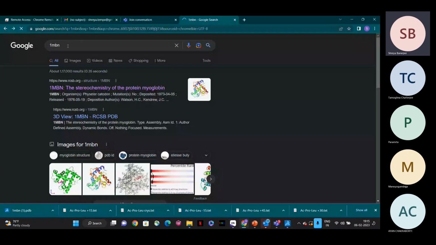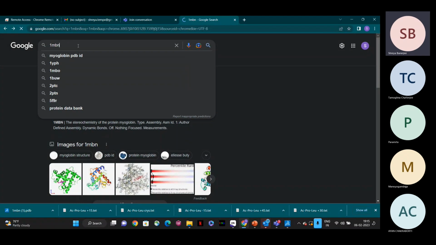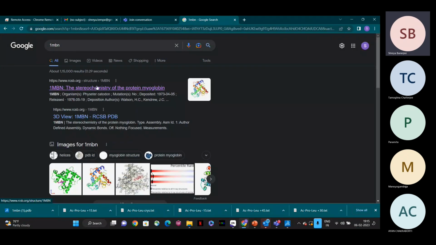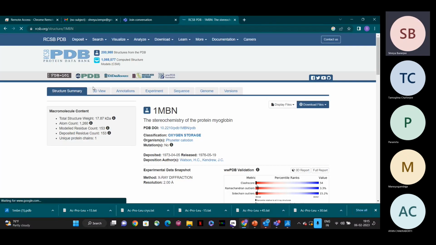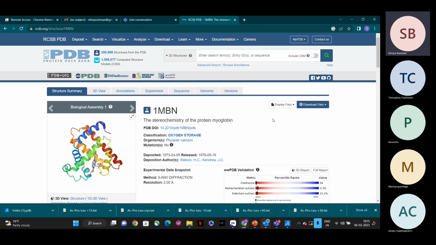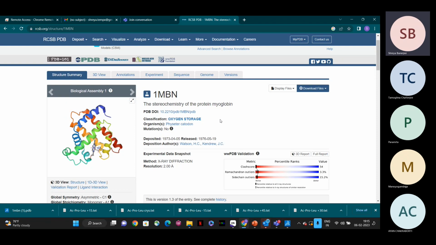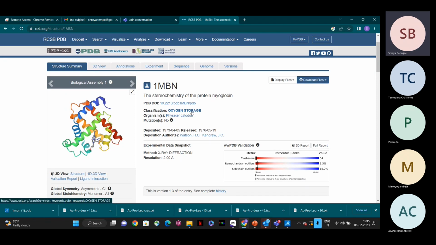So in Google, you can just type 1MBN, or whatever is your PDB code. This is the PDB code for myoglobin. And you will directly get this. This is in the Protein Data Bank. You can see it's written PDB here, and it will give you all kinds of data.